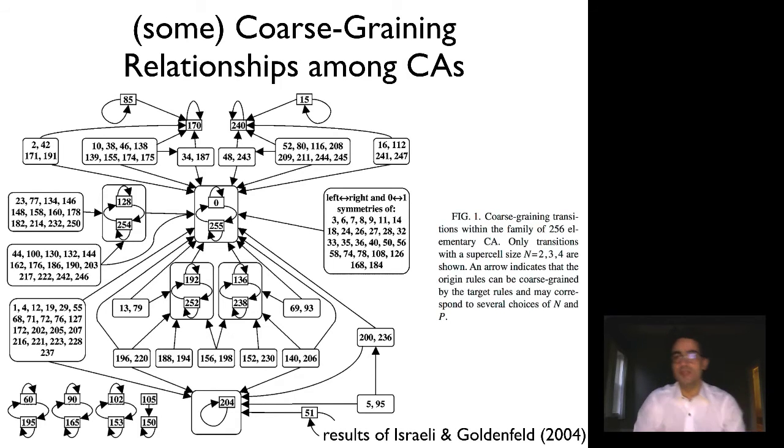So, Israeli and Goldenfeld hacked and hacked and hacked, and they looked at all 256 rules, and they tried to figure out how, or the extent to which, one rule could coarse grain into another. These arrows here show you whether or not it's possible to find a projection operator and an evolution operator that allows one rule set to map to another upon that coarse graining.